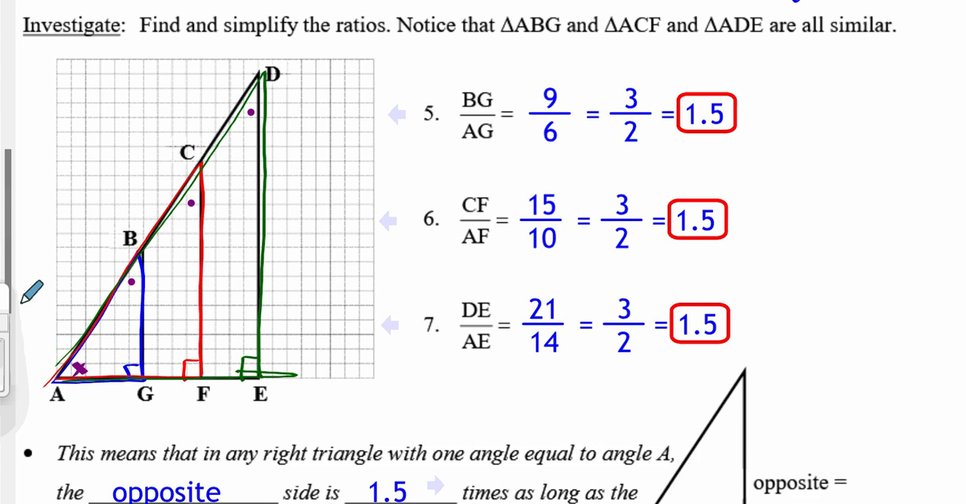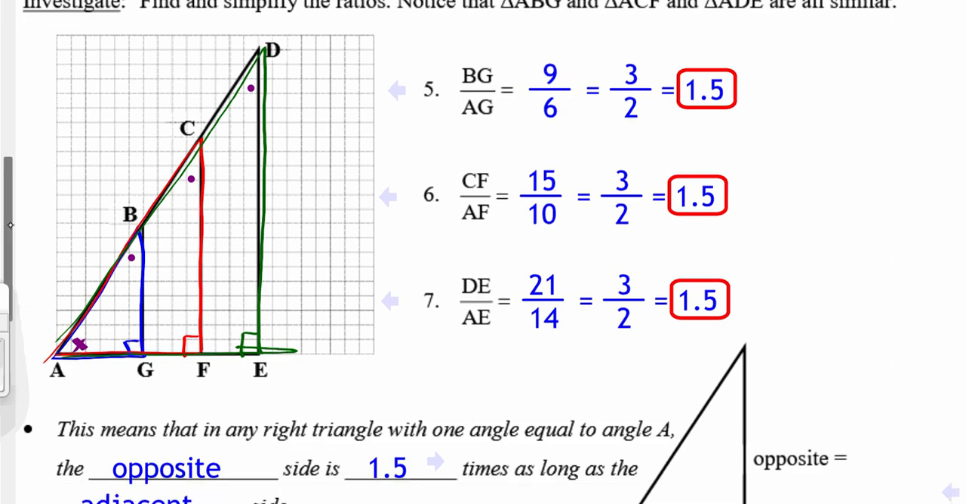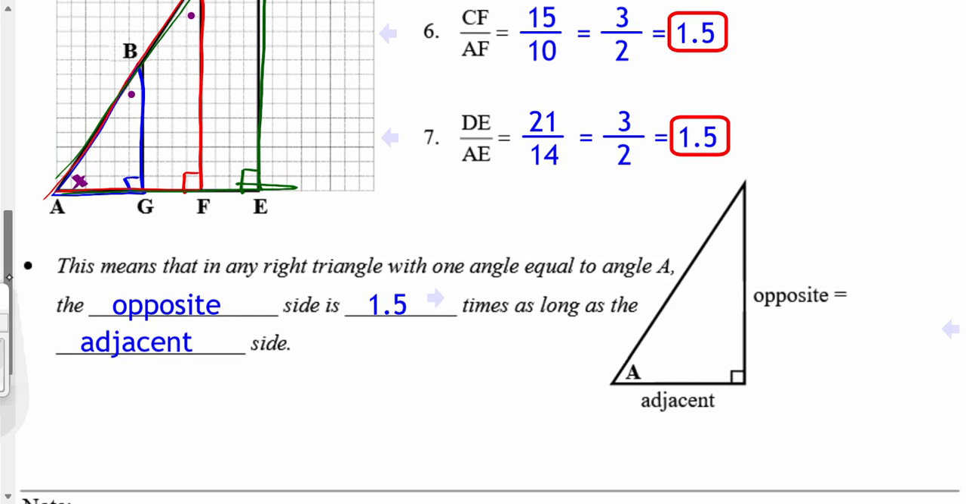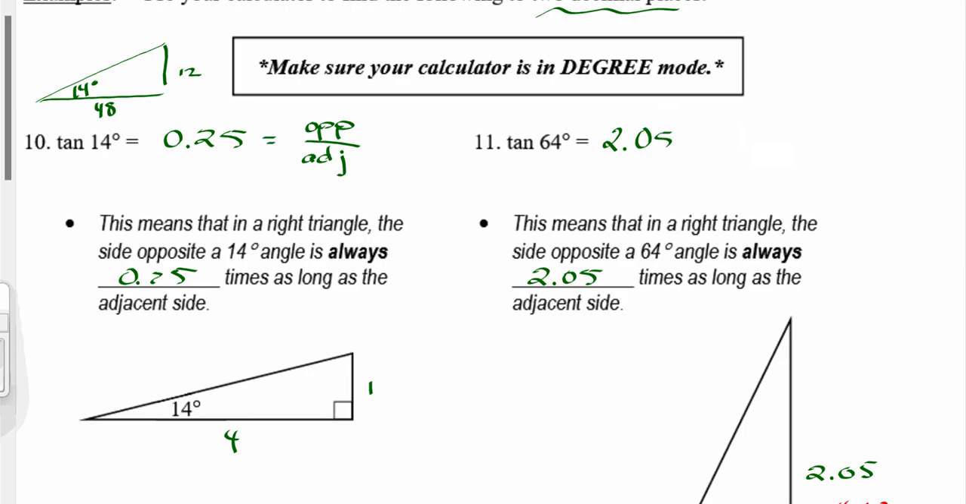Karin, here's some notes. And I summarized the idea here by saying, in any triangle with an angle that's this big, however big that angle is, the opposite side over the adjacent side, so the vertical over the horizontal, that ratio will always be 1.5, which means the opposite side is 1.5 times as long as the adjacent side. Okay?